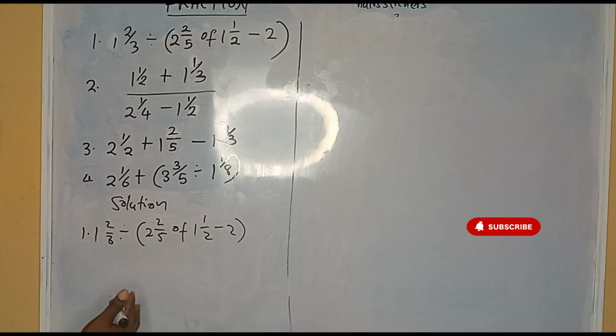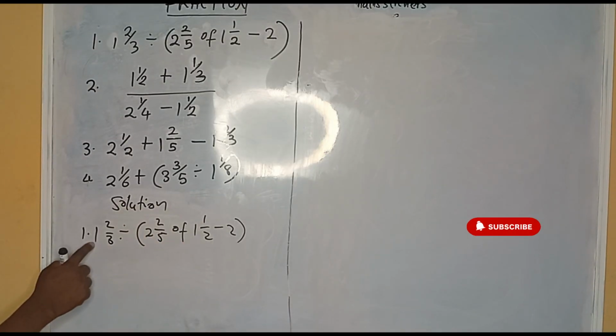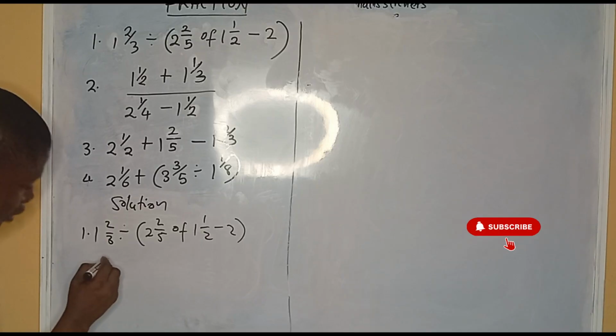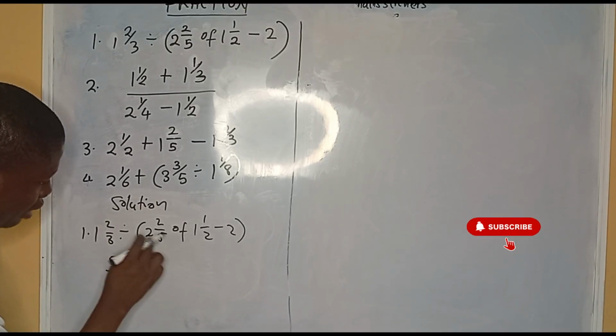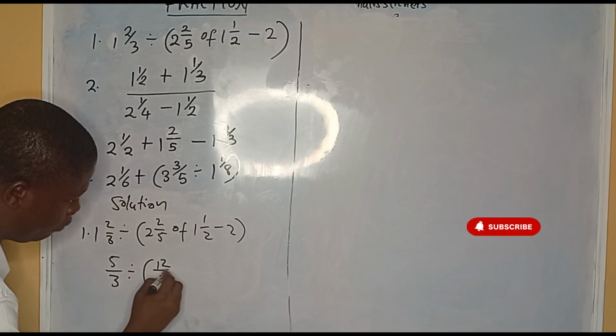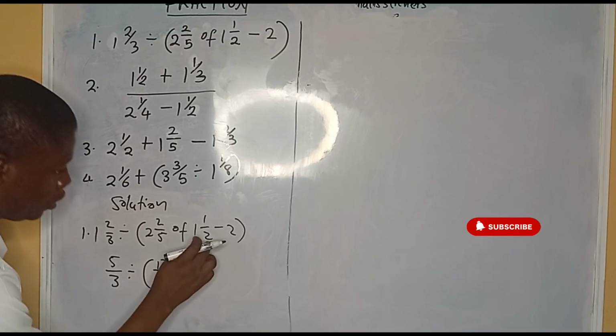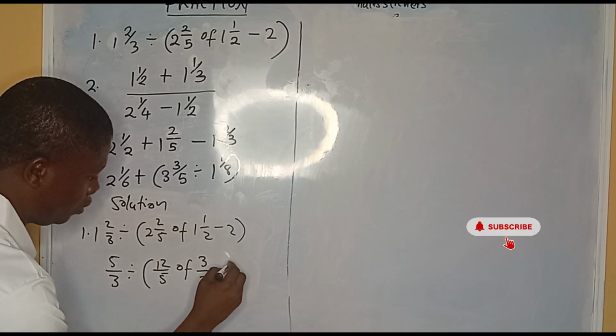So we need to convert them to improper fractions. Okay, so we're going to have 3 times 1 is 3 plus 2 is 5 over 3, divided by 5 times 2 is 10 plus 2 is 12 over 5, of 2 times 1 is 2 plus 1 is 3 over 2, minus 2.